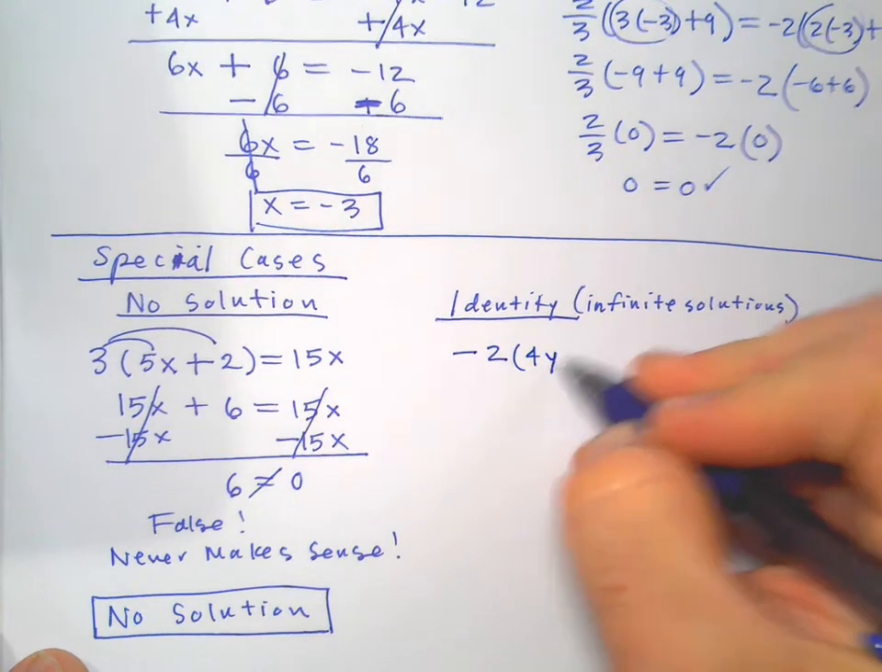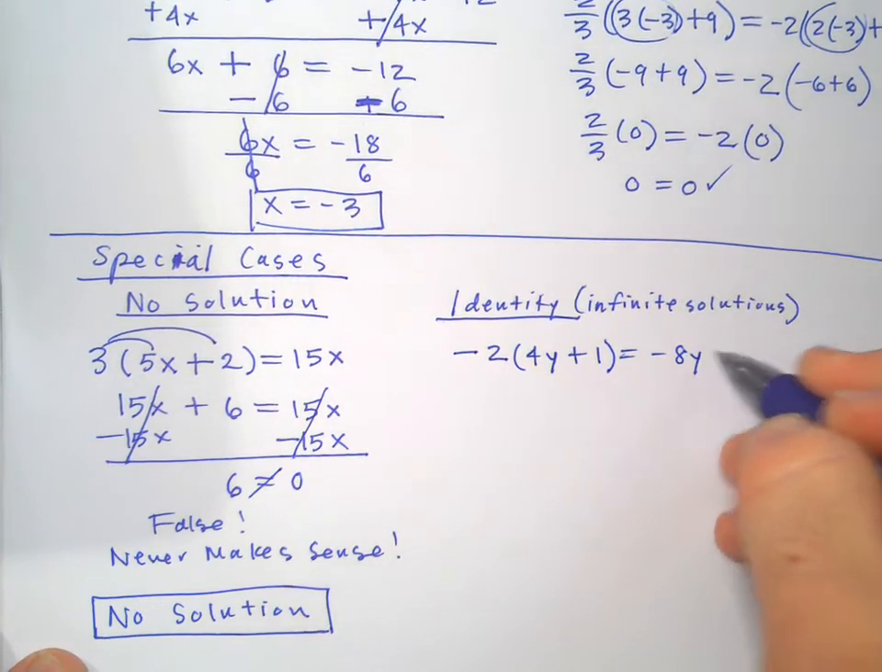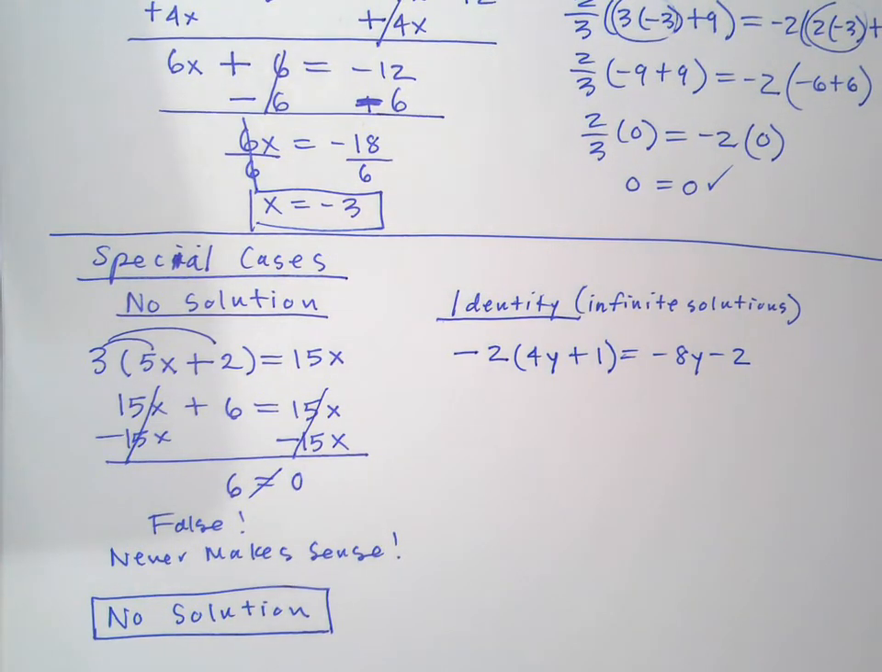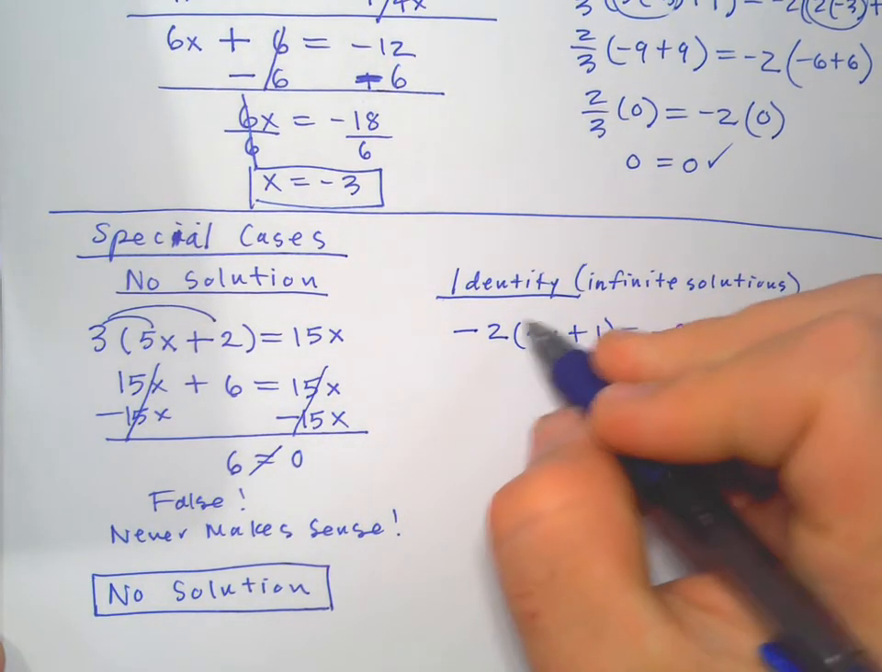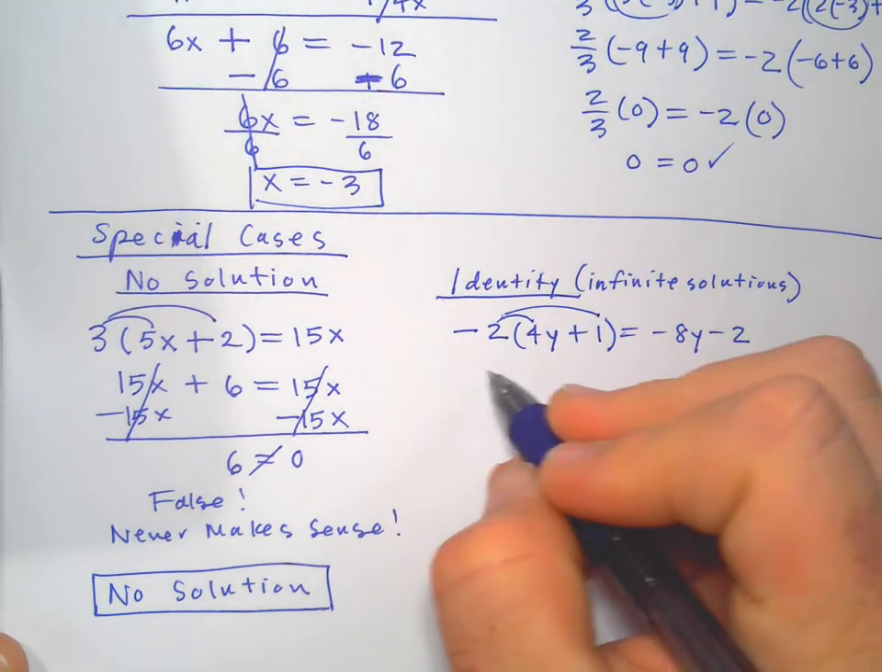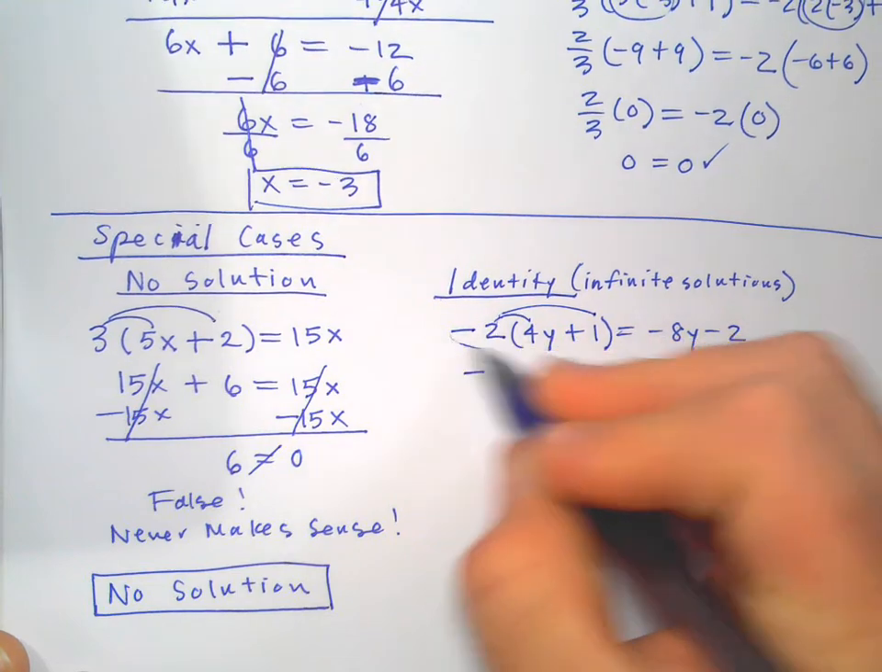-2(4y + 1) = -8y - 2. So write that down. Pause the video if you need to. Let's go ahead and try and solve this. So we would say, well, let's simplify both sides. -8y - 2. You guys distribute the negative 2.